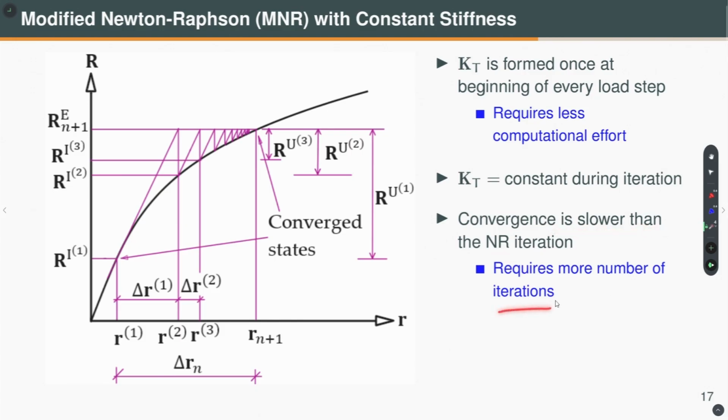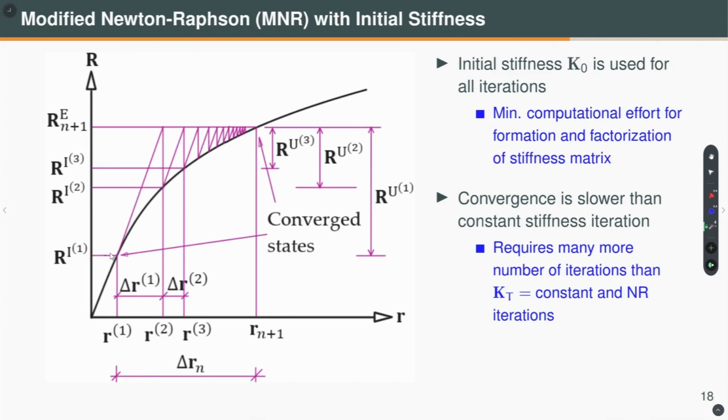So, therefore, you require more number of iterations, but where are you saving? You are saving in forming the tangent stiffness matrix. You are forming it only once at the beginning of the load step. The other alternative is with initial stiffness iteration. Initial stiffness means you are not forming the tangent stiffness matrix even at the beginning of every load step, but you are forming it only at the beginning of the analysis.